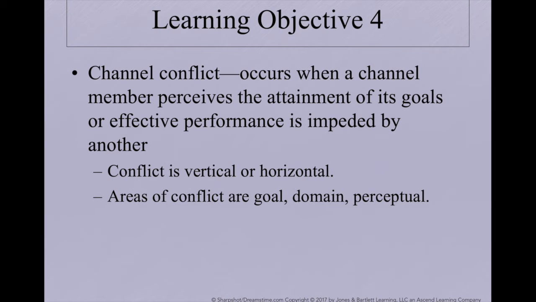Vertical conflict occurs when there is a conflict between entities at different levels of the channel. Horizontal conflict occurs when there is conflict between two entities that exist at the same level of the channel. The areas of conflict are goal, domain, and perceptual. Goal conflict is when channel members have different understanding of their objectives.